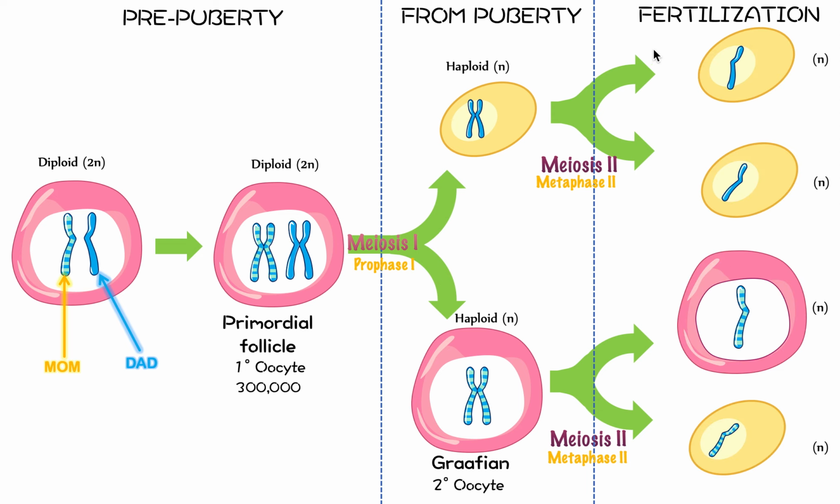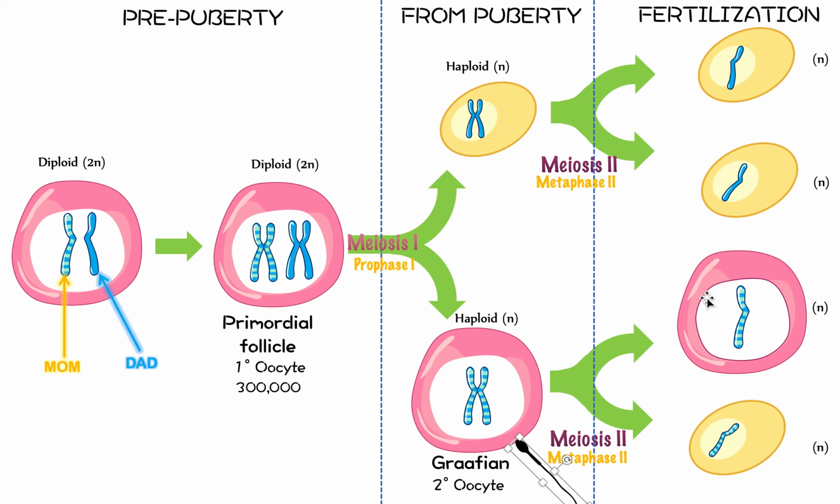So now let's say fertilization happens. Finally, this egg will finish its division. Now, it only finishes this division, like I said, when fertilization happens, so only when the sperm comes into contact with it. Now, this cell will divide.